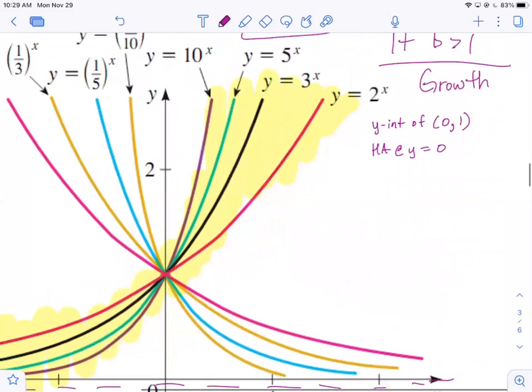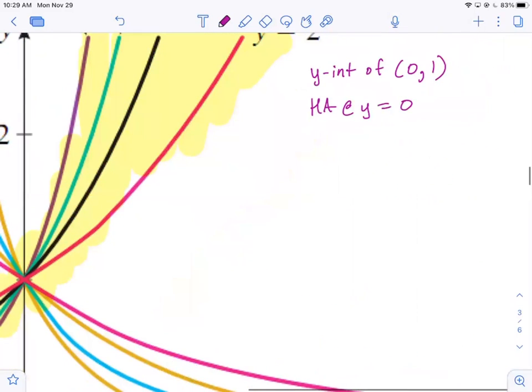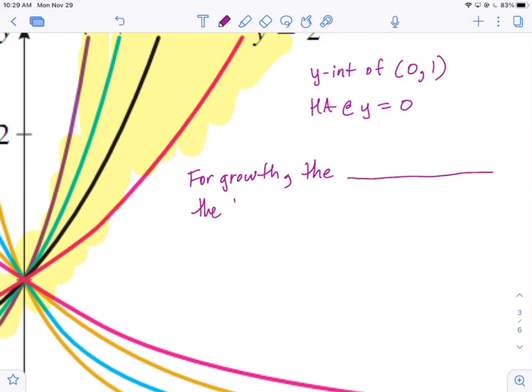Now, here's what we want to know. We want to fill in the blanks here, okay? For growth functions, for growth functions, comma, the blanker the base, comma, the steeper the graph.